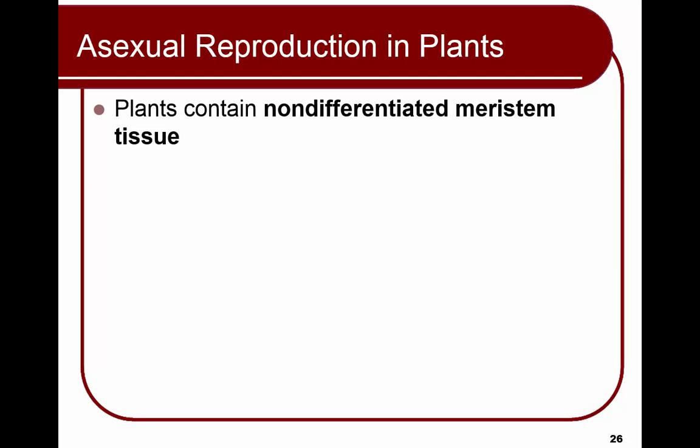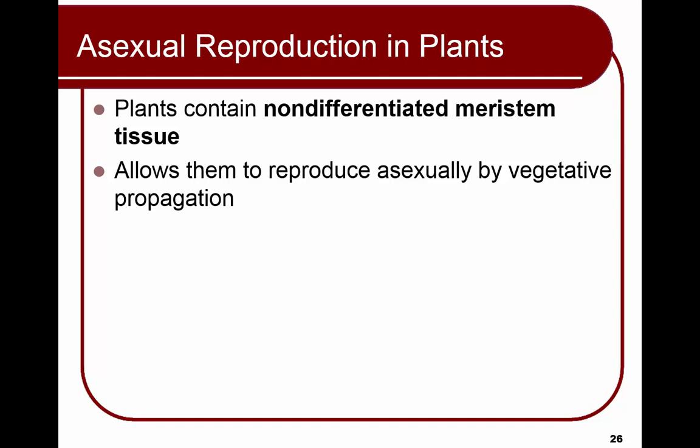And what about asexual reproduction? Plants have this non-differentiated meristem tissue, and that allows them to reproduce asexually just by vegetative propagation. For instance, the stolons, the horizontal stems that grow above ground. The rhizomes, which are underground stems like potatoes. Tubers are rhizomes. And then cuttings. You take a little piece.